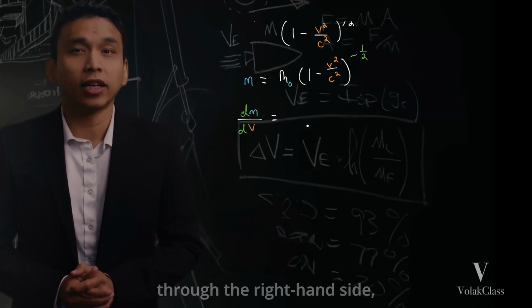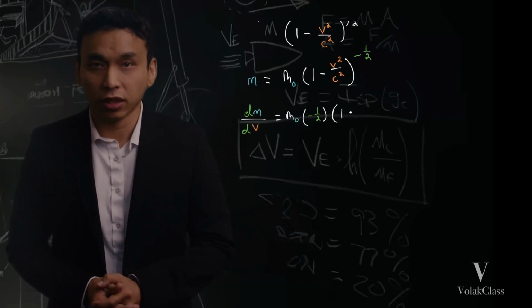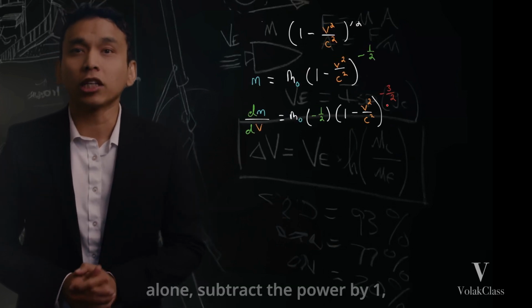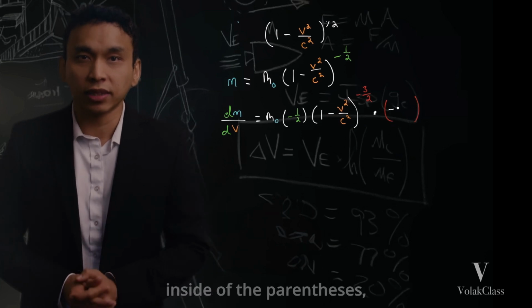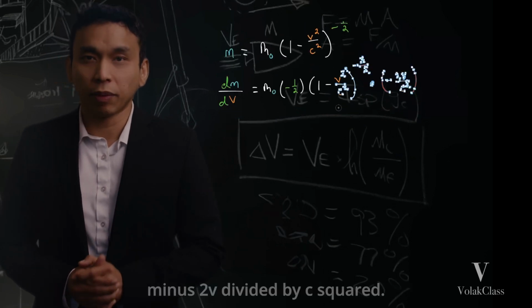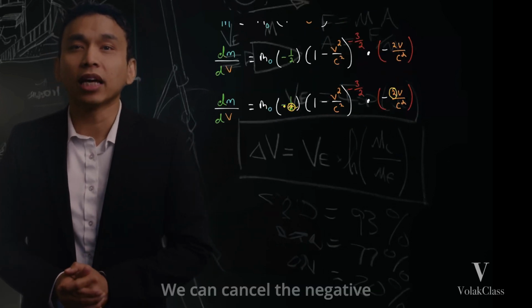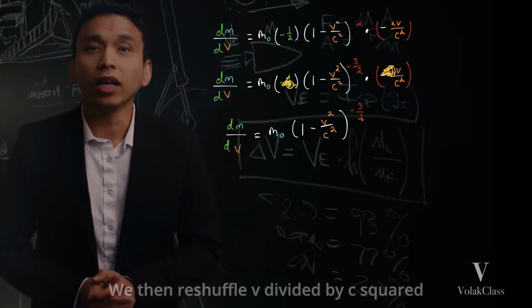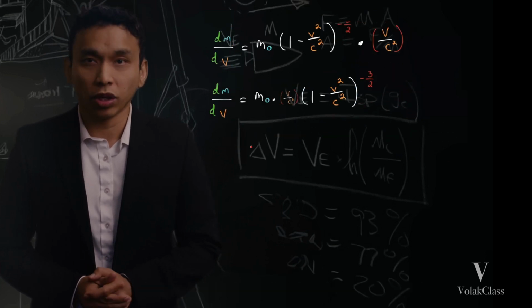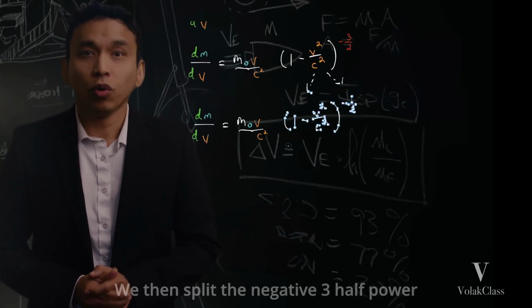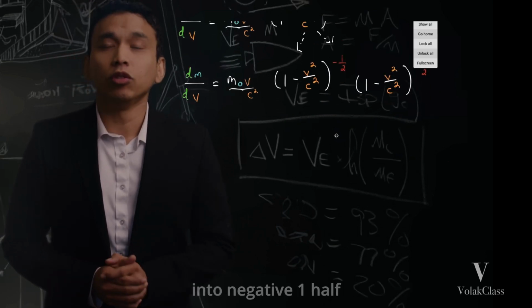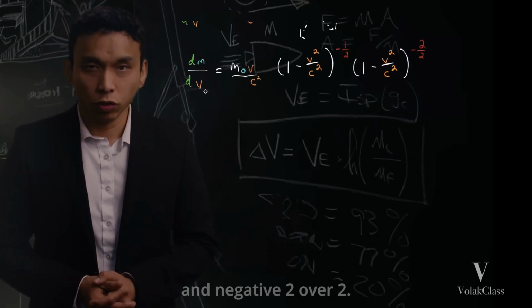Using the chain rule on the right-hand side, we bring the negative 1/2 downstairs. We leave the inside alone, subtract the power by 1, and times that by the derivative of the inside of the parentheses, minus 2v divided by c squared. We can cancel the negative 1/2 with the negative 2. We then reshuffle v divided by c squared and put it next to the m0. We then split the negative 3/2 power into negative 1/2 and negative 2 over 2.